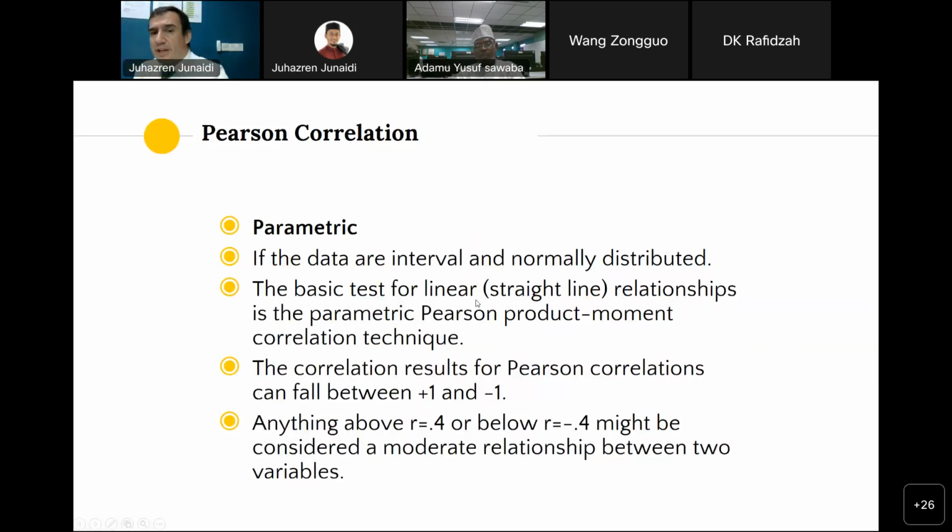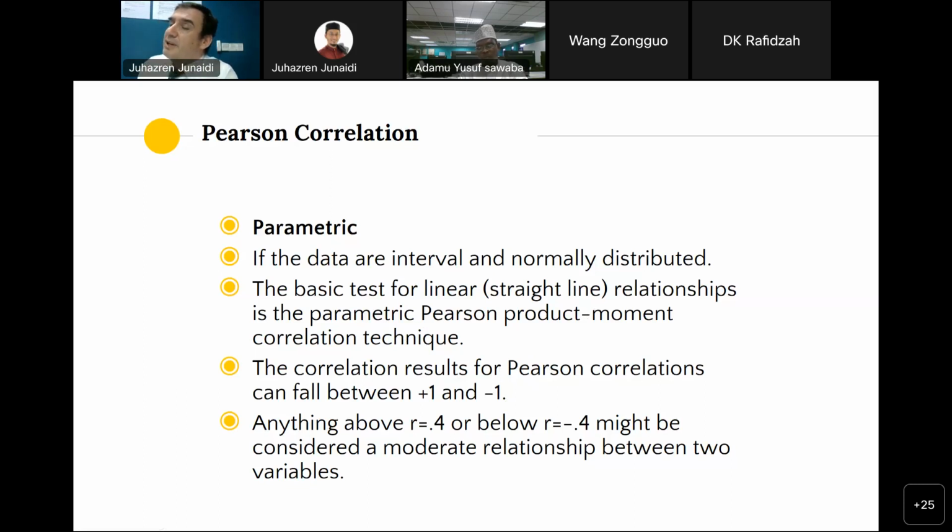In terms of correlation, we have the Pearson correlation, which is parametric. Now, what does parametric mean? It can be inferred to the population, okay? Inference is possible. If the data are interval and normally distributed, the basic test for linear straight line relationships is the parametric Pearson product moment correlation technique. The correlation results for Pearson correlation can fall between +1 and -1.